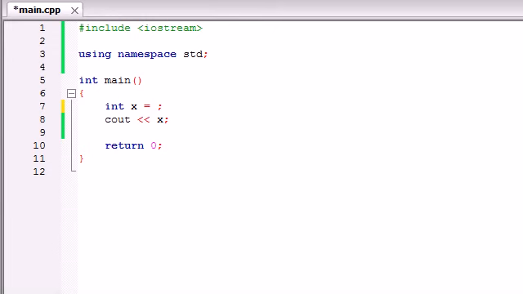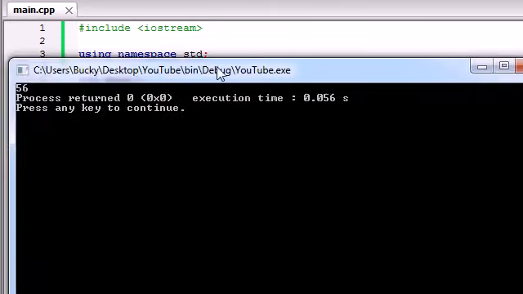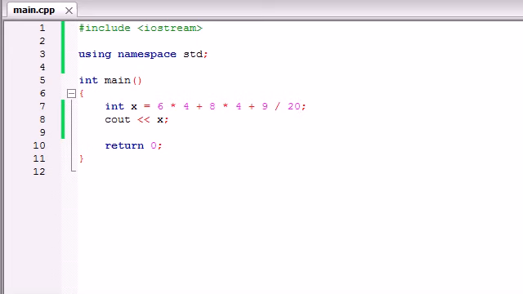Now, aside from just one number, an arithmetic operator, and another number, you can have complex calculations like 6 times 4 plus 8 times 4 plus 9 divided by 20. If we build and run this, let's see what we get. 56. We're saying, alright, so what order is this doing this in? Is it doing 6 times 4 and then plus 8? Or is it doing 4 plus 8 and then times that by 6? Because depending on how you do it, it's going to come out with a different result.